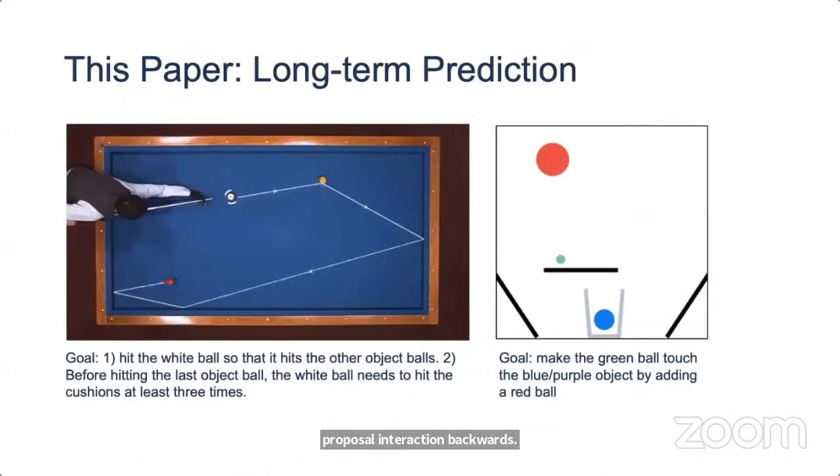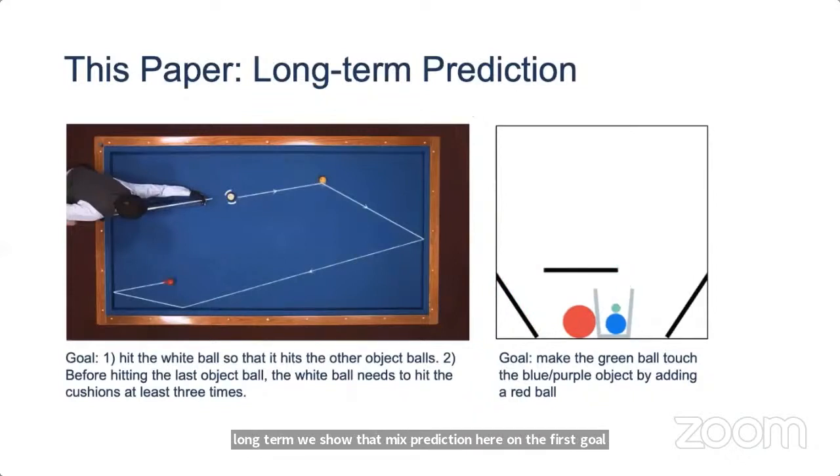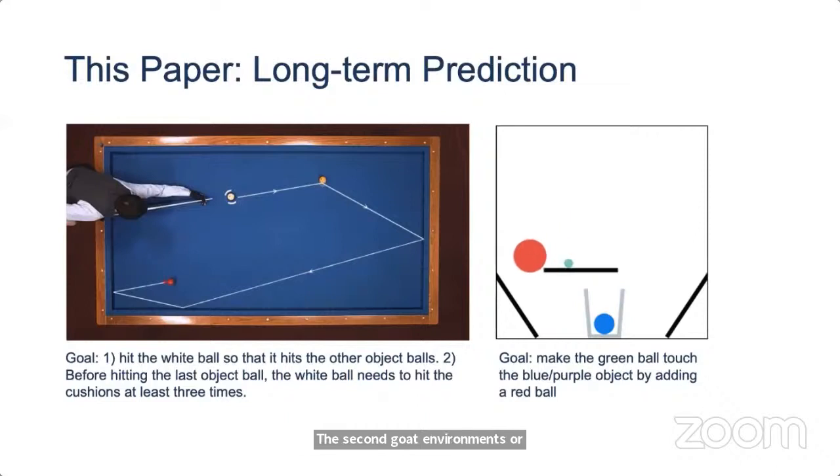There are several goals and applications for long-term visual dynamics prediction here. The first goal is when we are playing billiards on the left, we need to predict, once the white ball is hit with a particular angle and force, how it will hit the following balls and the edge of the table. The second environment or task is the PHYRE dataset proposed by Facebook.